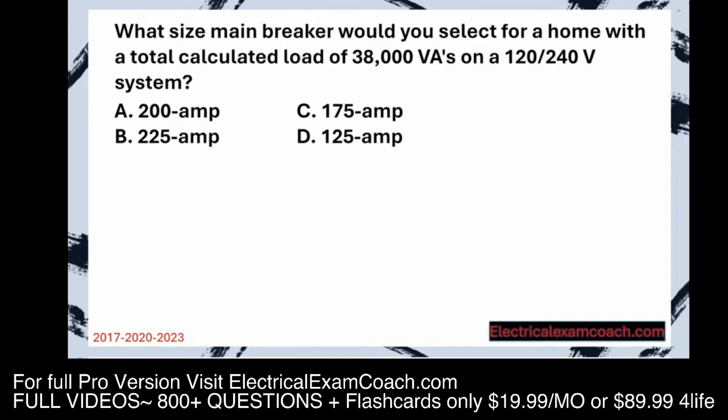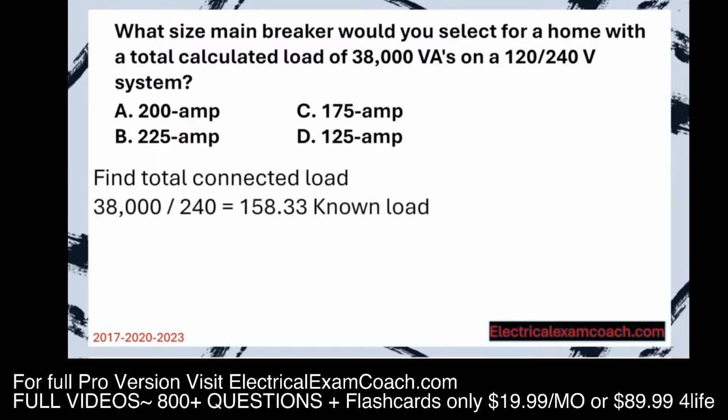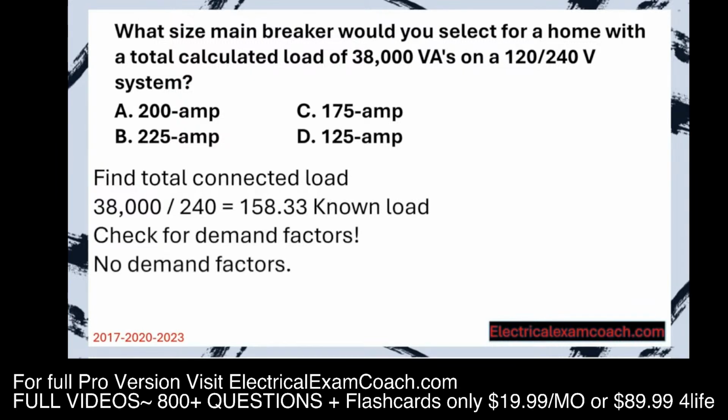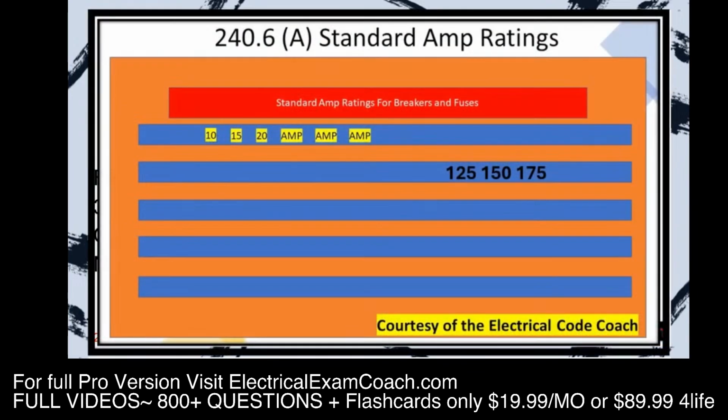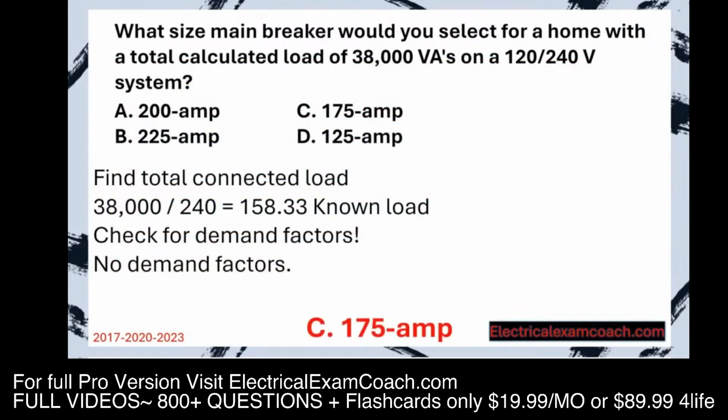What size main breaker would you select for a home with a total calculated load of 38,000 VAs on a 120/240 volt system? Step 1, find our total connected load. They've already done the math for us, so all we have to do is divide by the system voltage. And in this case, it equals 158. Now we check for demand factors. And like we said before, there are no more demand factors on this calculation. We head over to table 240.6(A) and we choose the next standard size breaker. And in this case, it's 175 amps.